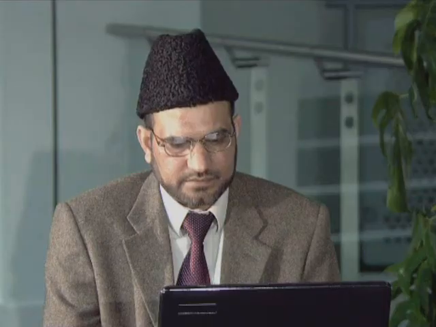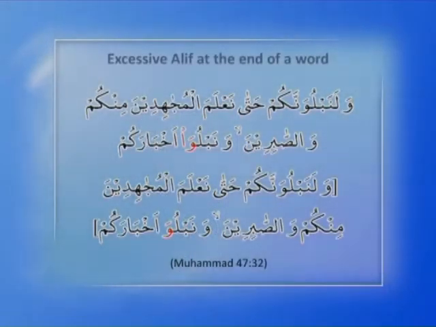Okay, this is again from chapter 47, verse 32. Okay, and if this is a longer verse for you in recitation, you can cut it into small pieces. You know, you can do it in two attempts.